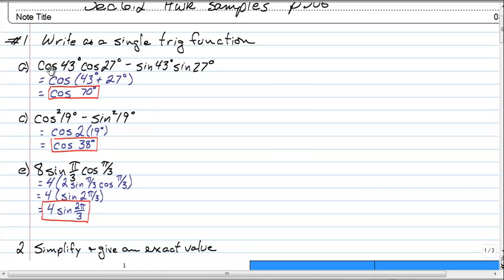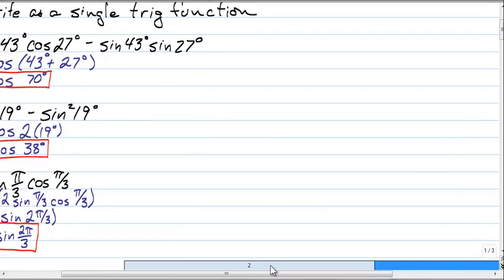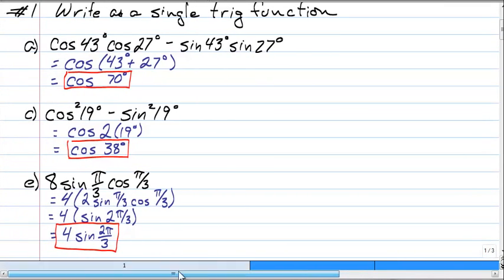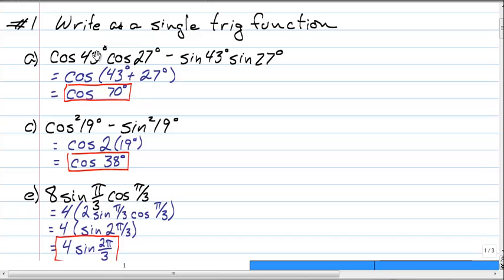Okay. So for instance in A, let me zoom in here a little bit. There we go. You're given cosine of 43 times the cosine of 27 minus sine 43 times sine 27. The whole idea is to look at your identities, figure out which identity is cos A cos B minus sine A sine B. Rewrite that in that new form, so cosine of A plus B, plug the numbers in, calculate what that is, 43 plus 27 is 70, and bada bing, bada boom, you're done.